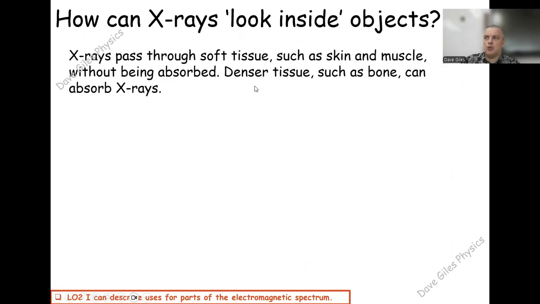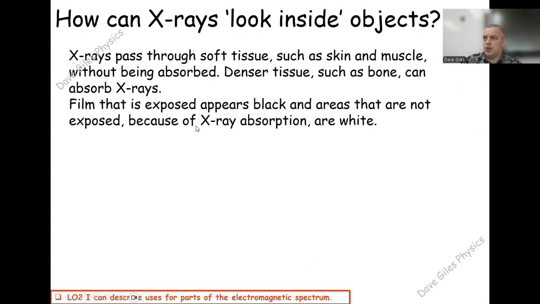X-rays pass through soft tissue, such as skin and muscle, without much being absorbed. You might get a slight shadow from it. Denser tissue, such as bone, can absorb X-rays. Film that is exposed appears black, and areas that are not exposed because of X-ray absorption are white.